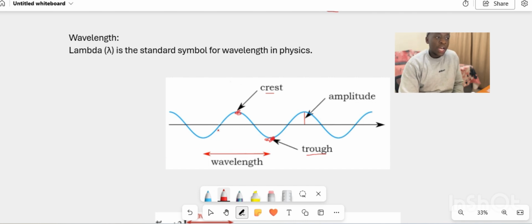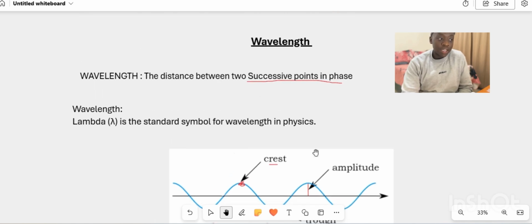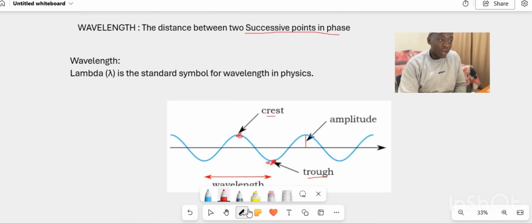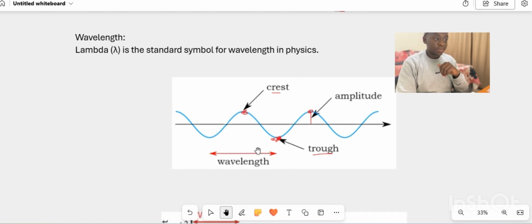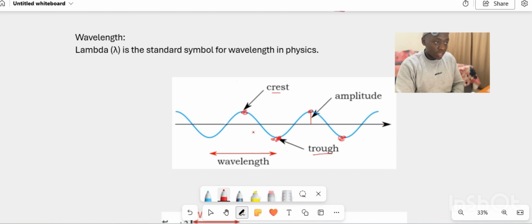So as we go back to the meaning of successive points in phase, as you can see here we have one crest and we have the other here. So we have two crests that are following each other. I mean that the crests are successive. That's why they're saying that the wavelength is the distance between two successive points in phase. Also, the troughs are successive, because there are two. Here, number one, number two.